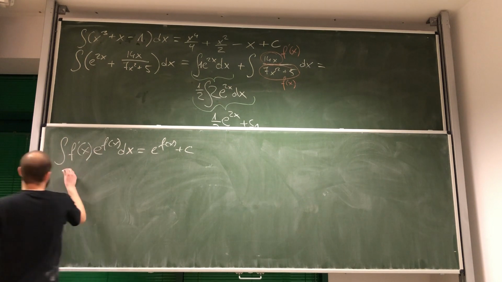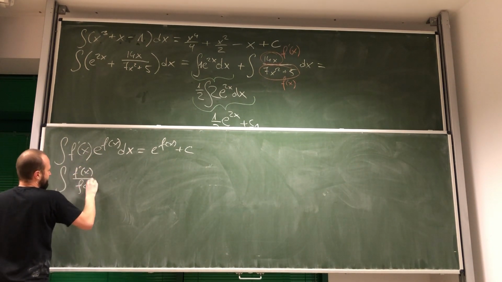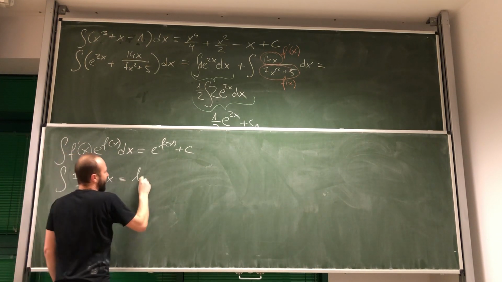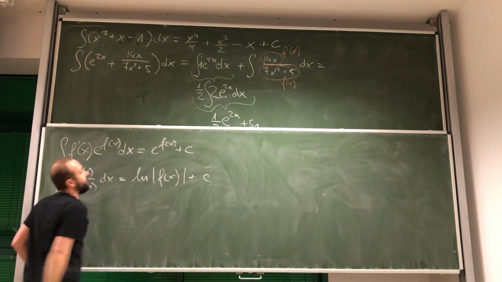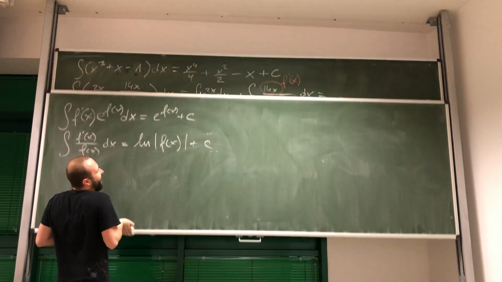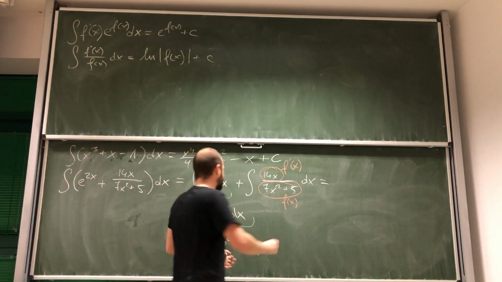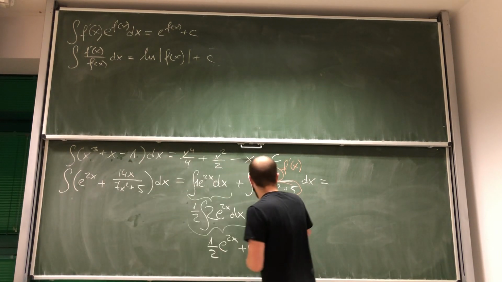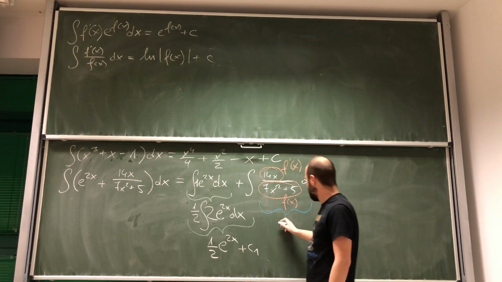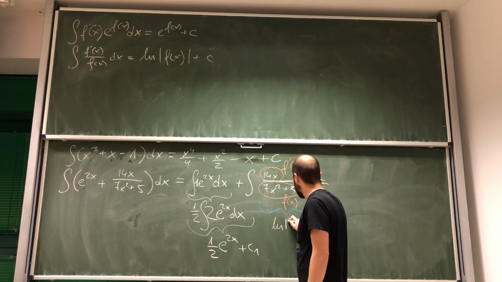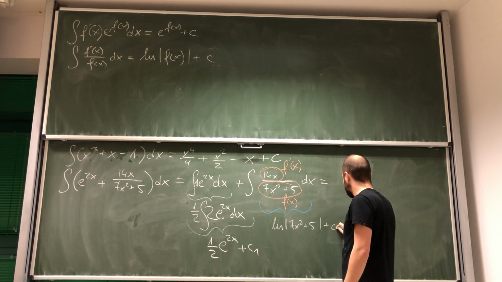And logarithmic rule says that integral of f prime of x over f of x dx is equal to ln absolute value of f of x plus c. Okay, and look, this is exactly what I can do over here. Look, I clearly see that this can be transformed into ln absolute value 7x squared plus 5 plus some c2.